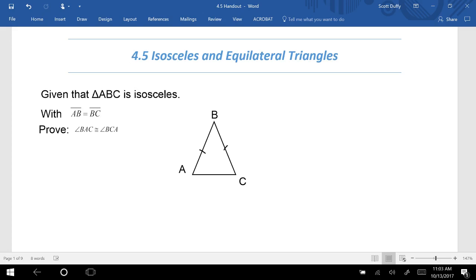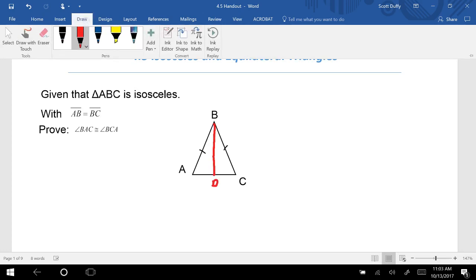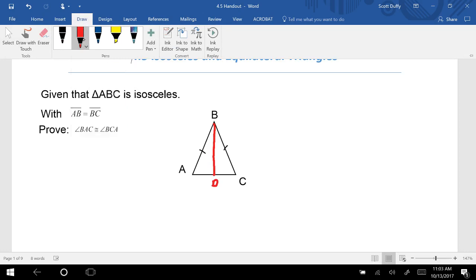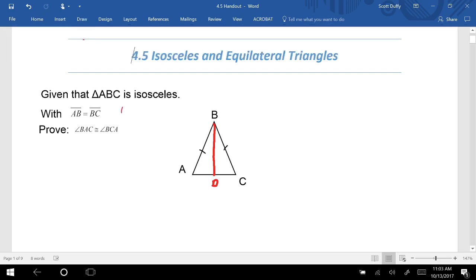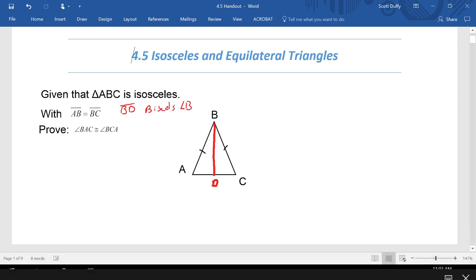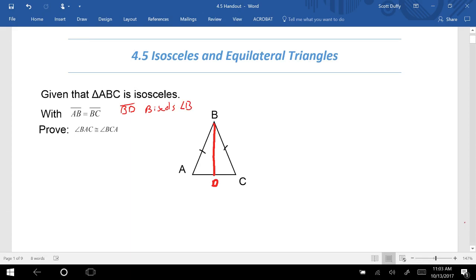So what I'm going to do is split this in half by drawing the angle bisector of angle B. And we're going to call this line BD. Now, what we're saying here is this is another given, BD bisects angle B. So it cuts angle B in half, and what we then know is that this angle is equal to this angle because they're both half of the original.